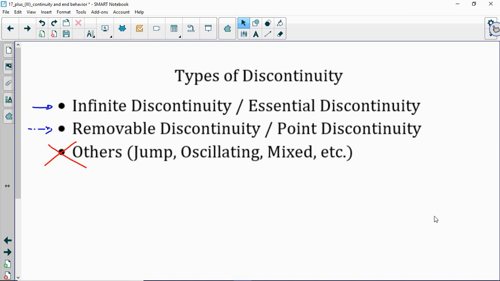With the help of technology, we can also identify where functions are increasing or decreasing and where their maxima and minima are. Later on, once we know some calculus, we can do that by hand as well, but that'll take some time for us to get there.